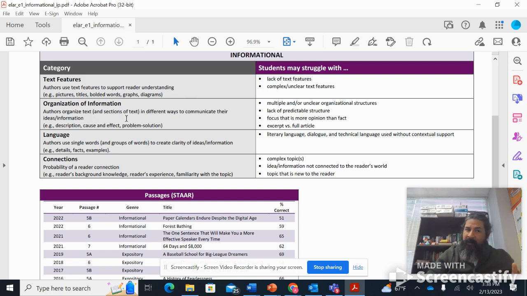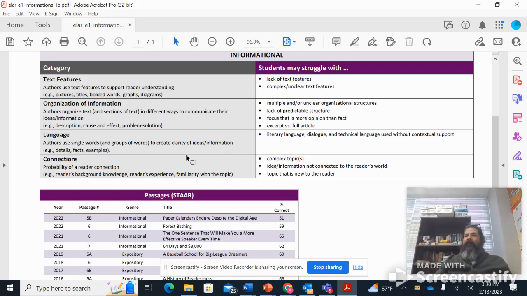So that's organization of information, right? Like, why are they using... sorry, just what they mean, okay? Or language. My last group, my high flyers, they're going to tell me why the author used those specific things instead of something else, right? And that's organization of information and connections, okay?